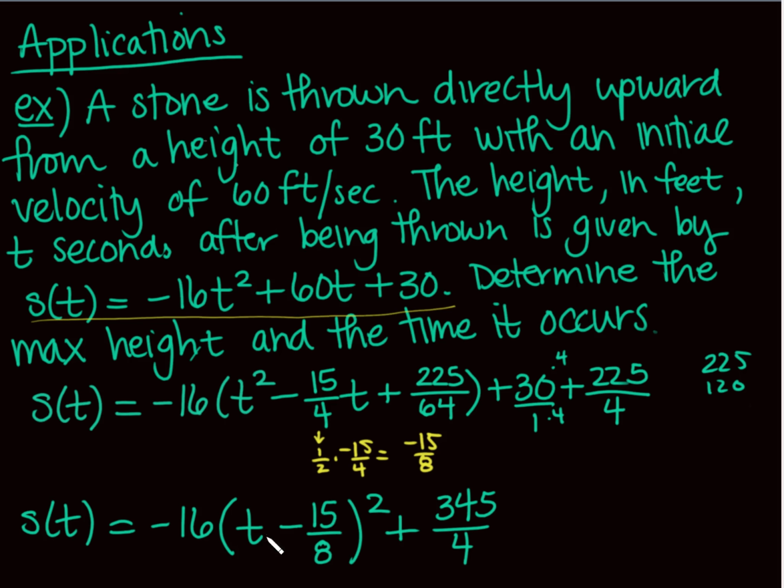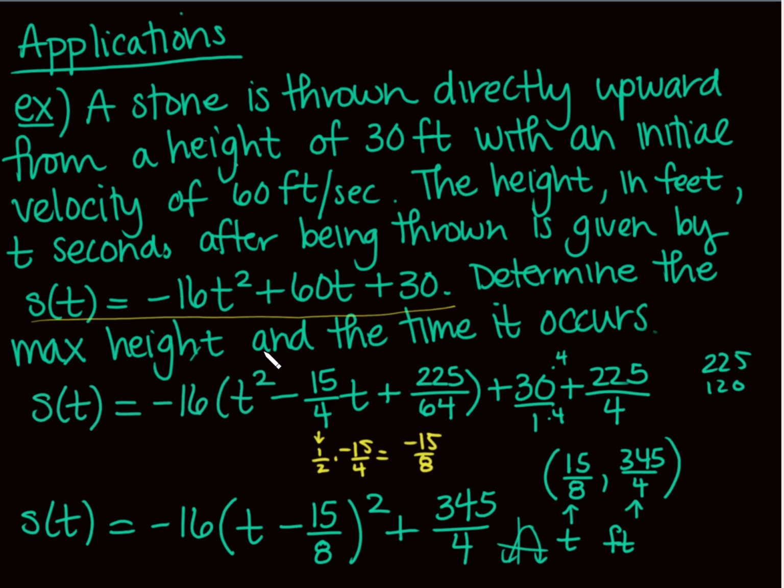All right, so guys, look at what this tells me. Remember what this function is. If I look at my vertex, this is shifted to the right 15/8, and it's shifted up 345/4. So I know my vertex, and this opens down. So I know that this guy is shifted to the right and up, and it opens down somewhere. Okay, good enough. It has a maximum. So remember what this is. This is going to be my time. Your input is time, your output is height, or your feet. What did the question ask for? Determine the max height and the time it occurs.